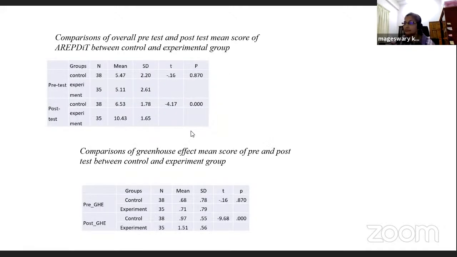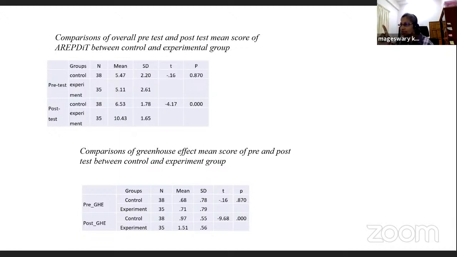Now, for example, this is the real data. So I want to compare the pre-test and post-test mean score of a questionnaire on misconception on climate change between control and experimental group. So before I can compare the mean, I need to do the descriptive finding first. In the descriptive finding, you can see that I have a pre-test, control, experiment. The total number is 36, 35. The mean is 5.47, 5.11. Standard deviation 2.20, standard deviation 2.61. So mean and standard deviation reflect the descriptive property of the pre-test.